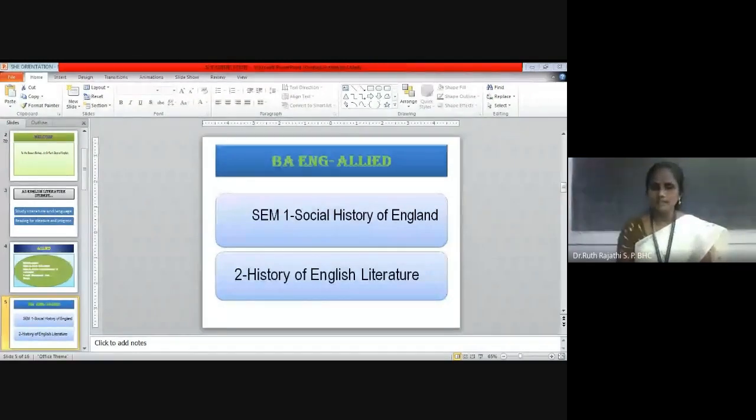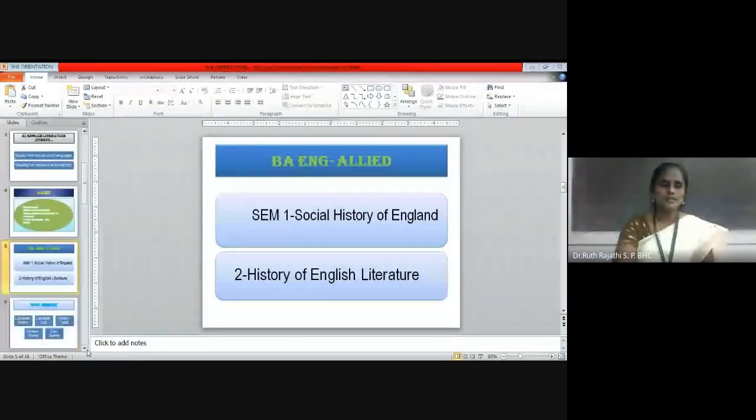And the next semester we are going to study what? History of English Literature. So we come to know that the first semester is about the nation, whereas the second semester is about the writers, English literature. It is going to give us the maximum details about the writers, the important writers, minor writers for that matter. All those things we will be studying in the second semester.